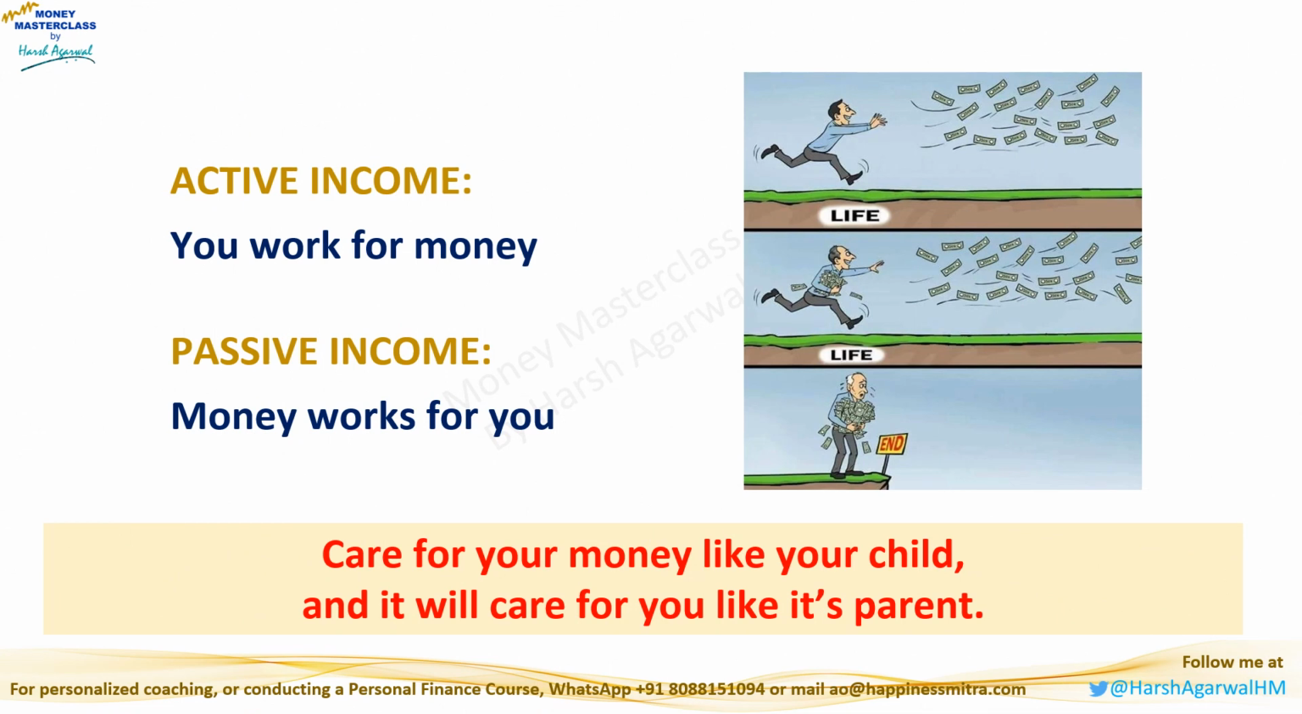In short, for active income, you work for money. For passive income, money works for you. You will stop working one day for some reason: age-based retirement, or you lose your job, or your business or profession has to be discontinued for some reason, health issues, and your active income will stop. But if you can put your money to work, it won't stop working for you even if you do. Care for your money like your child, and it will care for you like its parent. I can't assure the same for your biological child though, but I can assure this for your financial child.